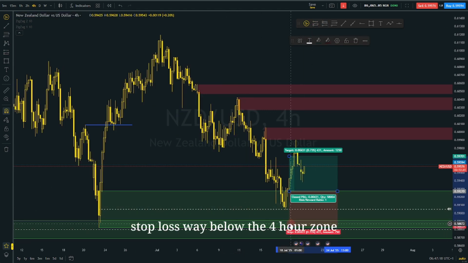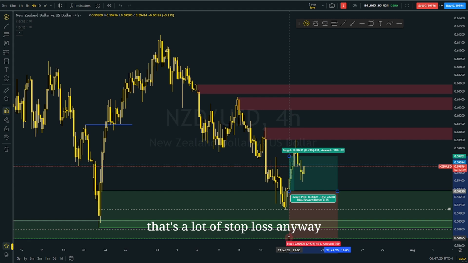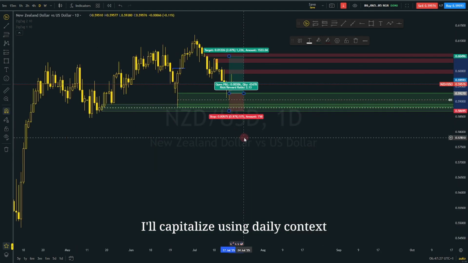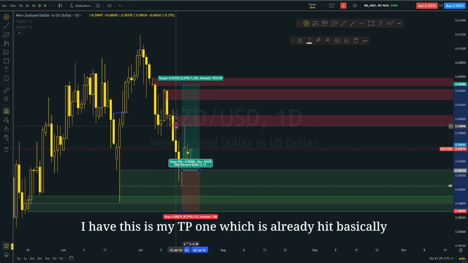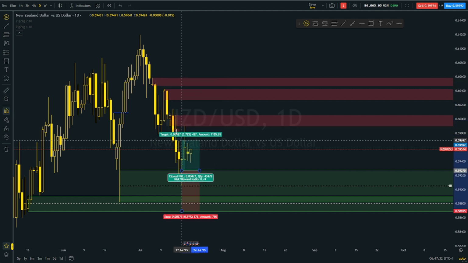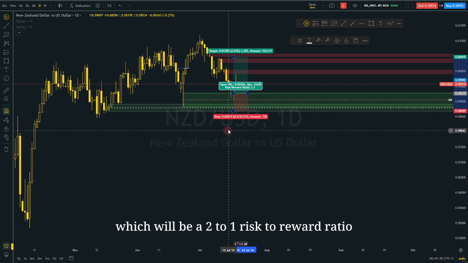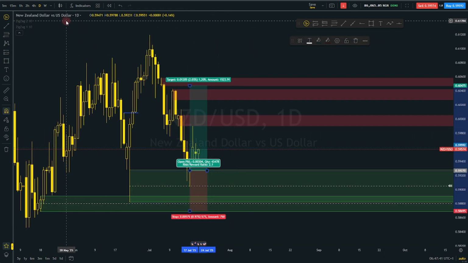Stop loss way below the 4 hour zone. That's a lot of stop loss anyway, aiming for the zones. And then on the daily, I'll capitalize using daily context. So using daily context, I have this as my TP1, which is already hit basically, and this will be TP2, which will be a 2-to-1 risk to reward ratio.